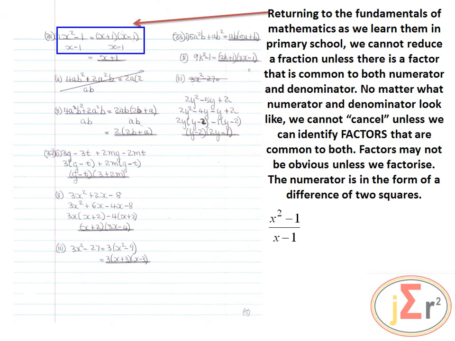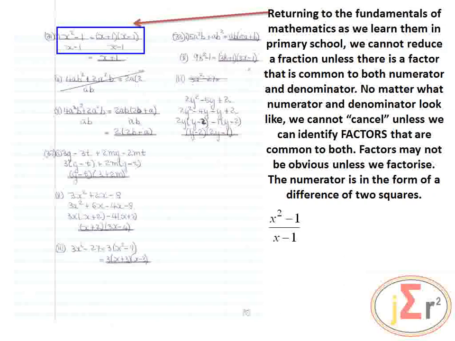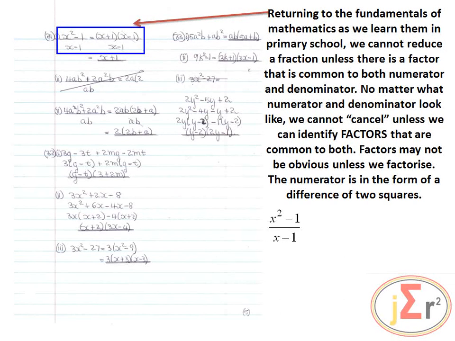Returning to the fundamentals of mathematics as we learn them in primary school, we cannot reduce a fraction unless there is a factor that is common to both numerator and the denominator. No matter what numerator and denominator look like, we cannot cancel unless we can identify factors that are common to both. Factors may not be so obvious unless we factorize.